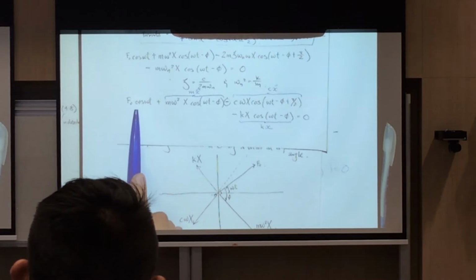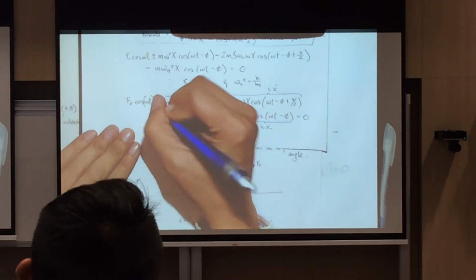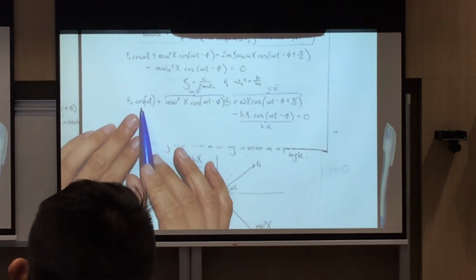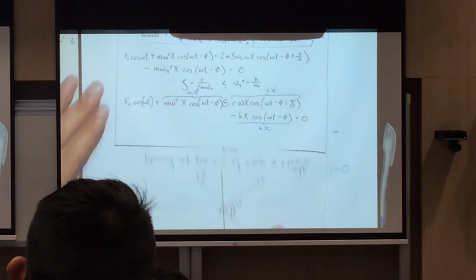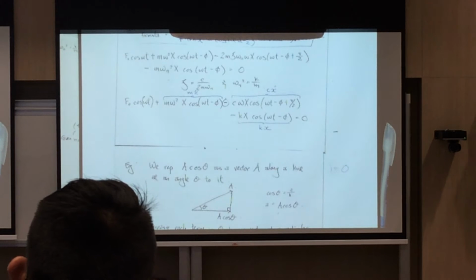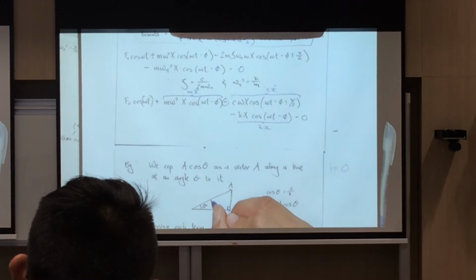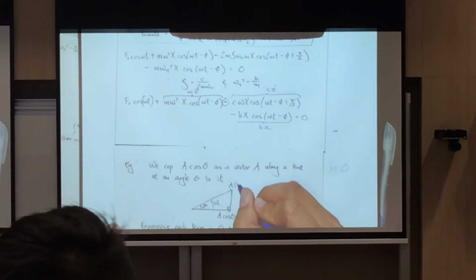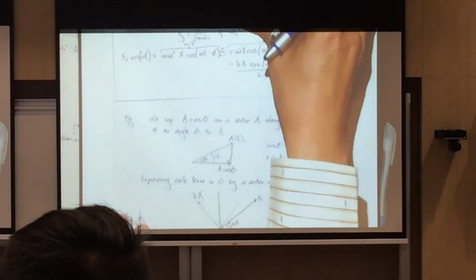I'll just start with the easiest, F0 cosine omega t. So omega t, this is the angle. Anything inside the bracket of the cosine is the angle of the vector. Earlier on we saw if we have A cosine theta, our vector for A will be at angle theta. So likewise now we have cosine omega t. This will be our angle instead, and this will be our vector instead. So let's draw.